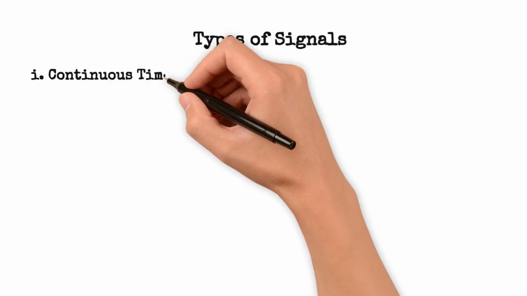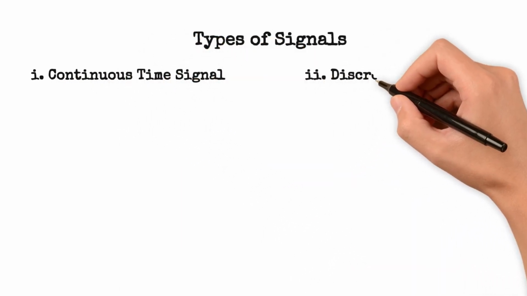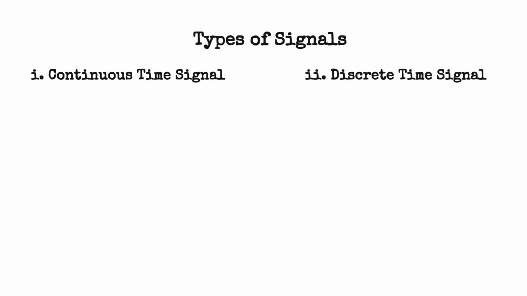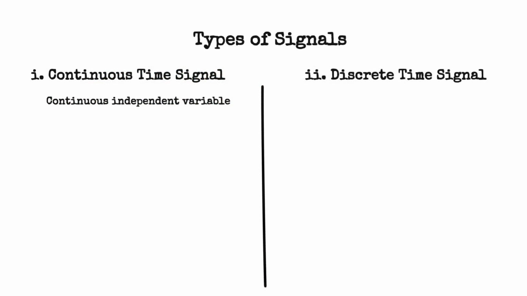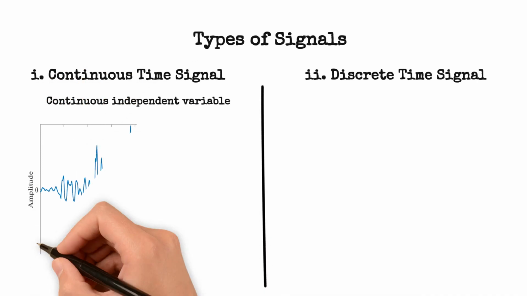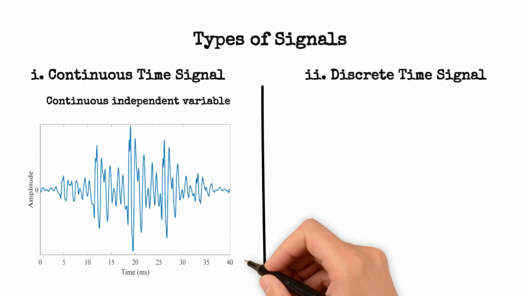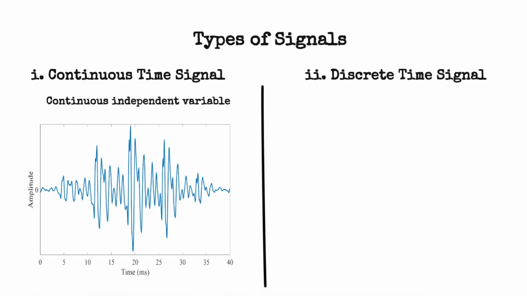Signals can be classified into two types: continuous time signal and discrete time signal. So what is a continuous time signal? A signal with a continuous independent variable, or a signal defined for a continuum of values of the independent variable. Let's look at a few examples. A speech signal as a function of time, as shown here.